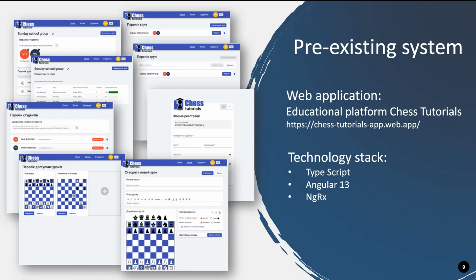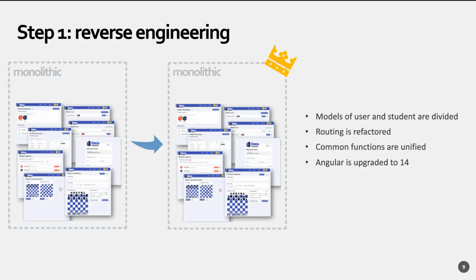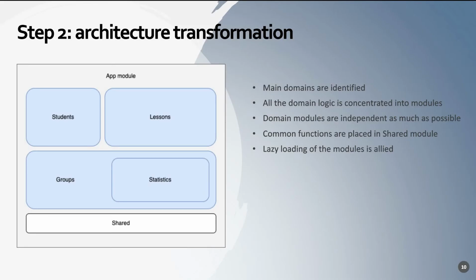On the first step, we made some refactoring by separating functions related to authorization and student entities, changed routing a little bit, upgraded Angular to a higher version, etc. On the next step of architecture transformation, we determined the main business domains of the application: lessons, students, groups, with the subdomain statistics. The student model was rebuilt to separate it from the system user model. Code related to the main domains was concentrated in separate modules.